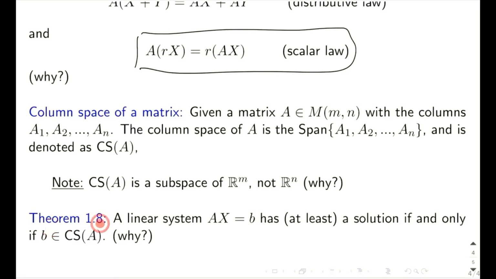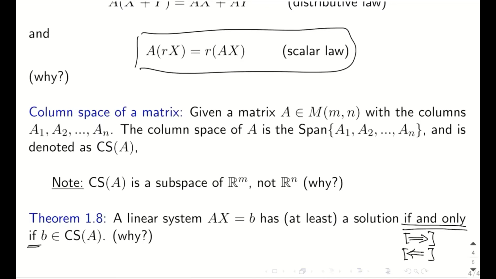Next, theorem 1.8. A linear system Ax equals B has at least a solution if and only if the column of free coefficients on the right hand side is in the column space of the matrix A. All right, in order to prove this, the statement if and only if just means that you will have to prove left implies right and right implies left. That's what it means by if and only if.